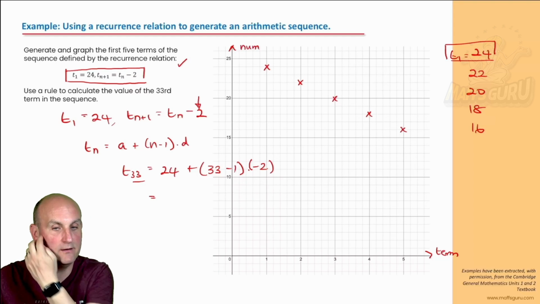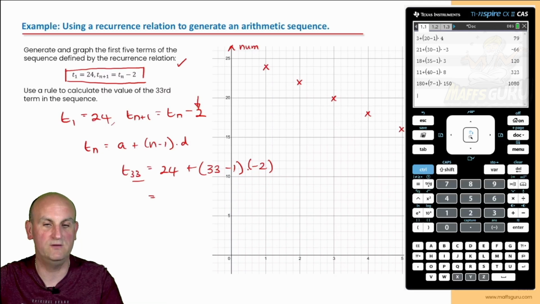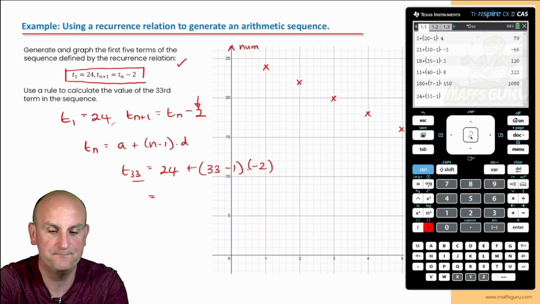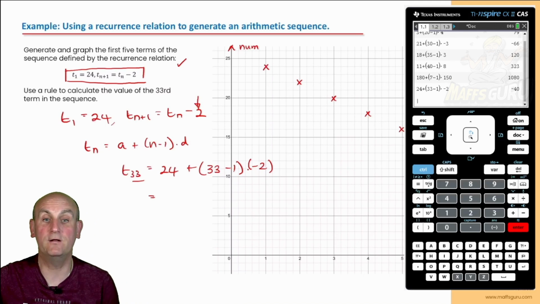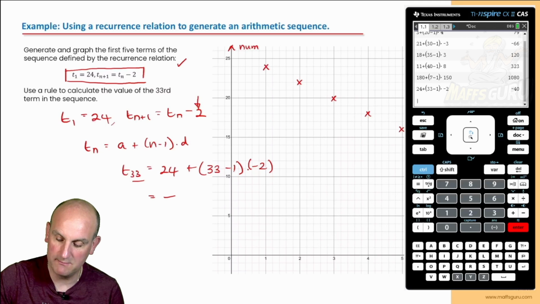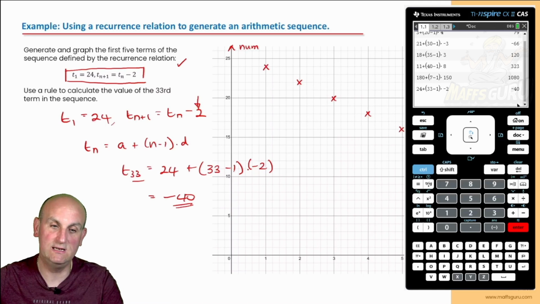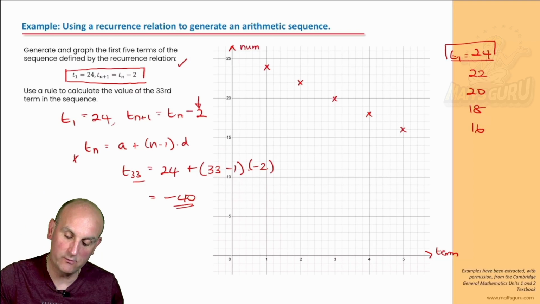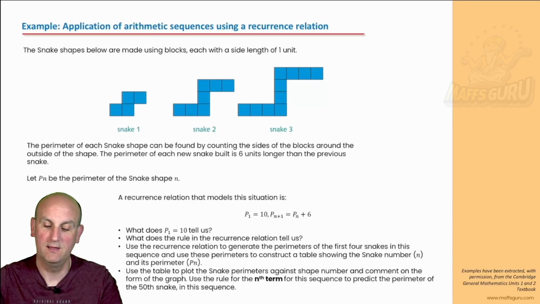Now, what am I going to do here? I'm going to fire up my calculator. I know it's covered up my working. Let's see whether we can go back to a previous screen. And so I'm just going to type that in. 24 plus, what is that? 33 minus 1 times, in brackets, minus 2. Hit enter. And there we go, minus 40. So in that situation, I would write minus 40, job done. I'm a genius. All right, now again, it's really, really important to make sure that you understand the difference between a rule, and your rule will start with t of n, and a recurrence relationship, which is the one above.